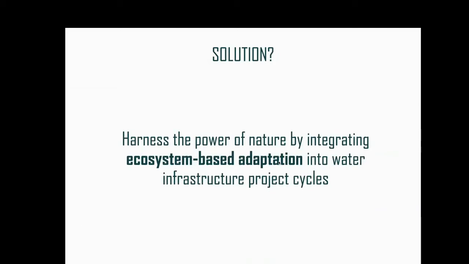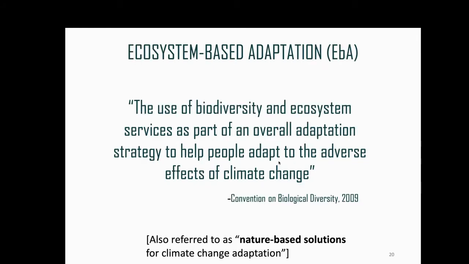So one way to climate-proof water infrastructure, which is the focus of this webinar, is ecosystem-based adaptation. And so that's really about harnessing the power of nature and integrating that into water infrastructure cycles. So this is the Convention on Biological Diversity's definition of EBA. It's the use of biodiversity and ecosystem services as part of an overall adaptation strategy to help people adapt to the adverse effects of climate change. Some of you may be more familiar with the term nature-based solutions for climate change, which is also commonly used.